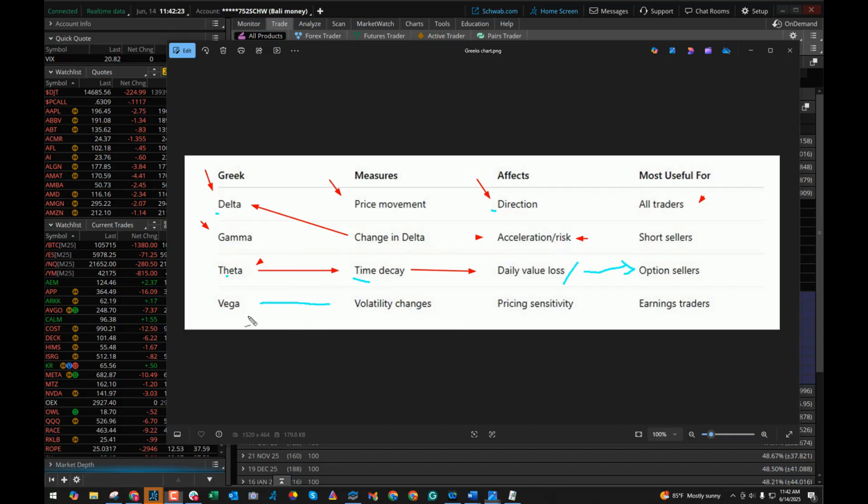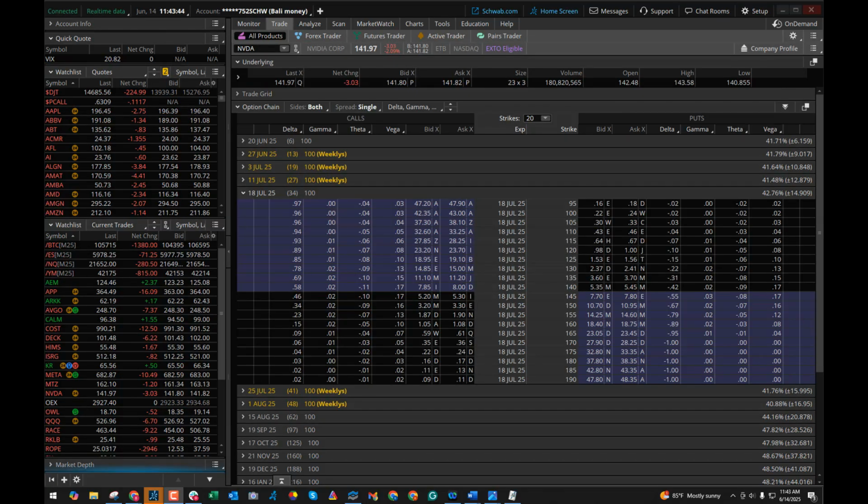Don't really have one for gamma, but back to Vega, it's your price sensitivity to volatility, right? Really can affect earnings trades, and I'll show you that here in just a second. But again, the point is that once you understand the Greeks, it gives you a giant edge versus everybody else.